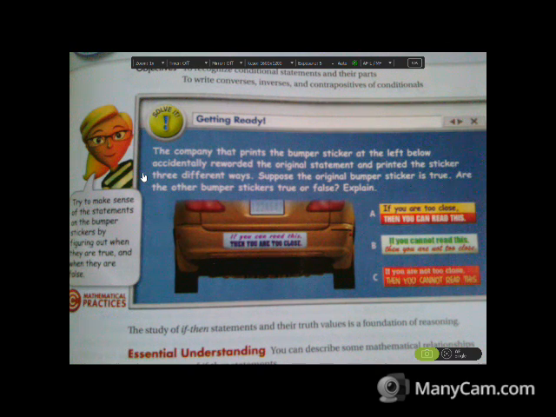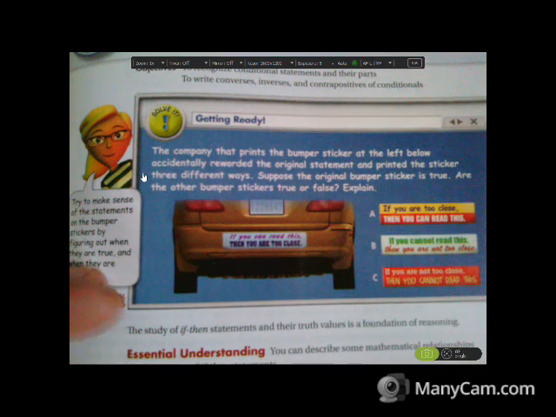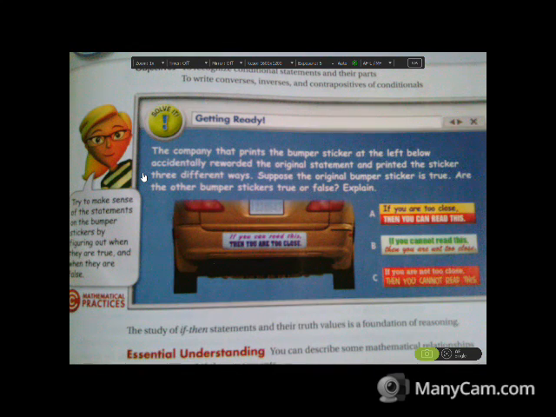So these if-then statements are called conditional statements, which we will go over more in depth tomorrow. So the hypothesis is the beginning part. If you can read this is a hypothesis. The conclusion is, then you are too close. So let's look at problem 1.